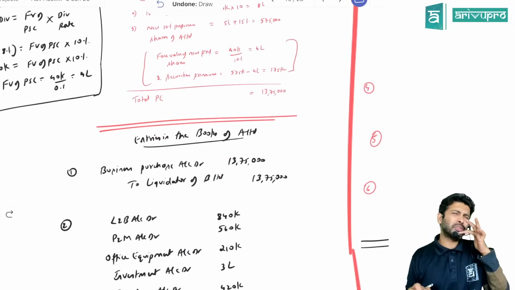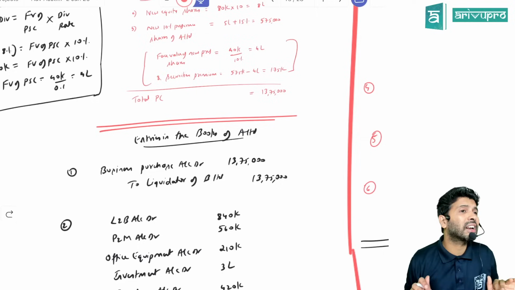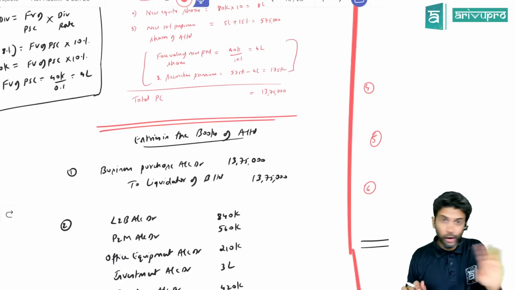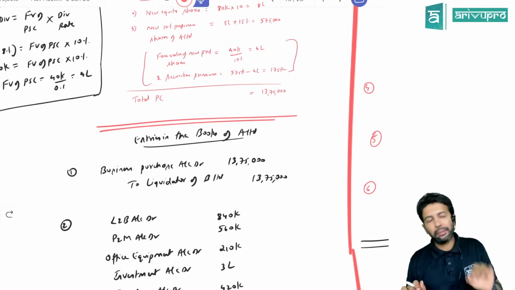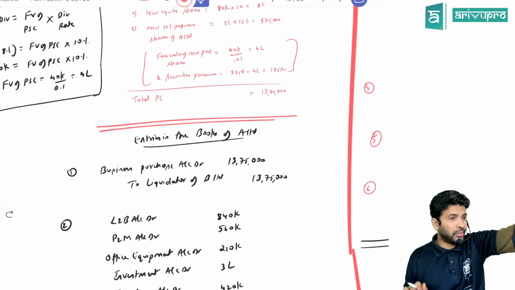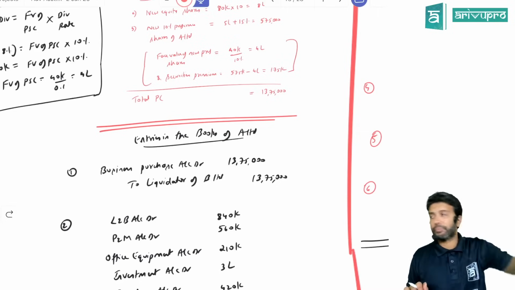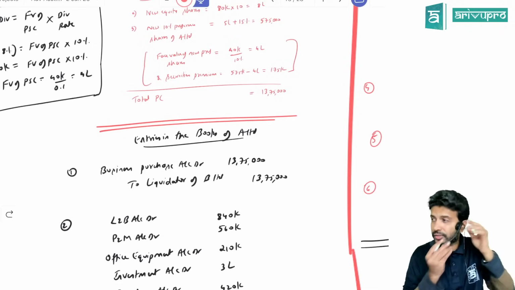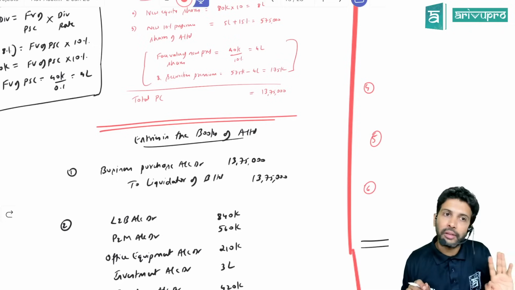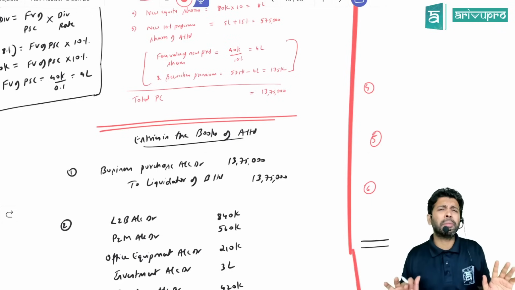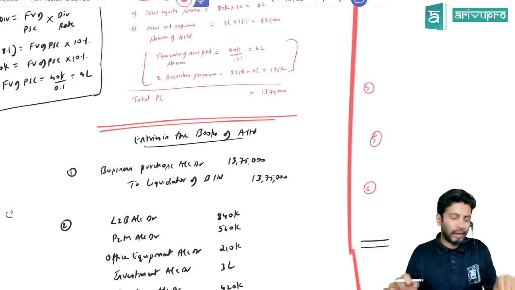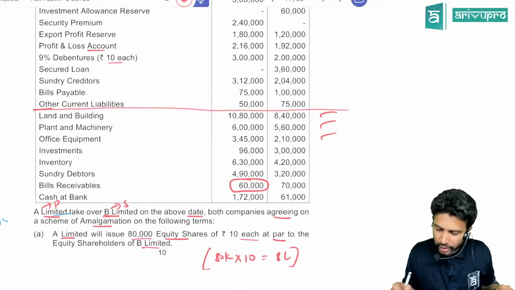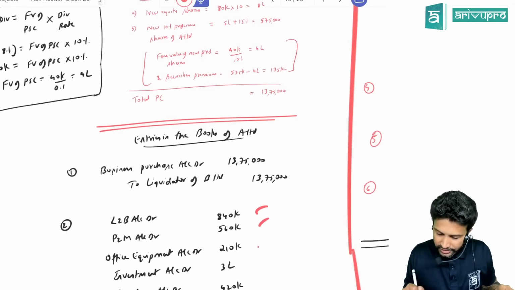Merger method means very straightforward. All assets, all liabilities will come at book value. That's all. Under purchase method, the purchasing company takes over only assets and liabilities of the selling company. But under merger method, assets, liabilities and even reserves and surplus of the selling company are taken over. Do not forget that. But we don't have to worry because all these assets will be taken over at book value. So straight away copy the assets from here. Land and building 840, 560, 210.